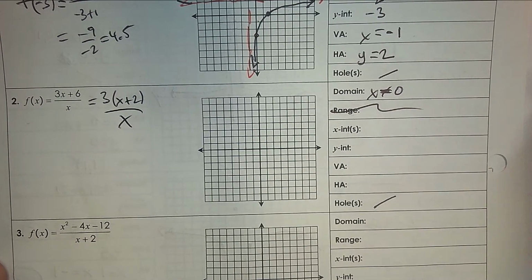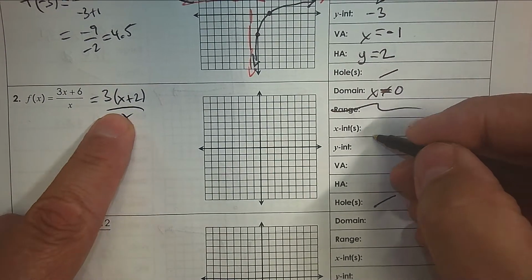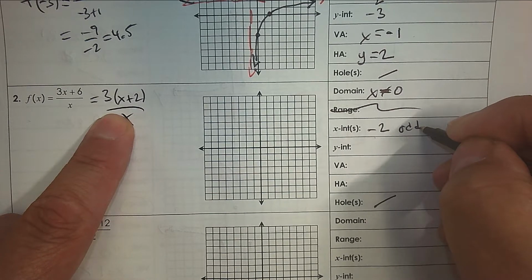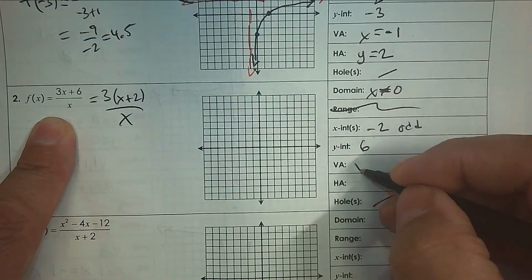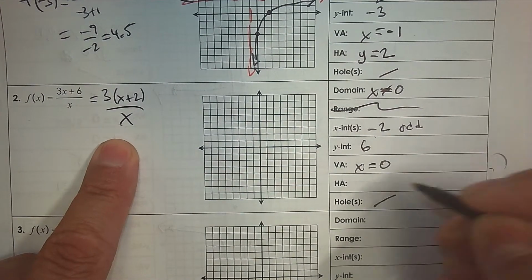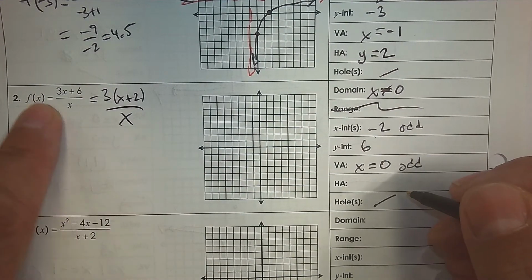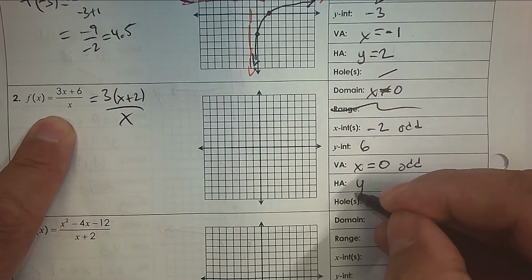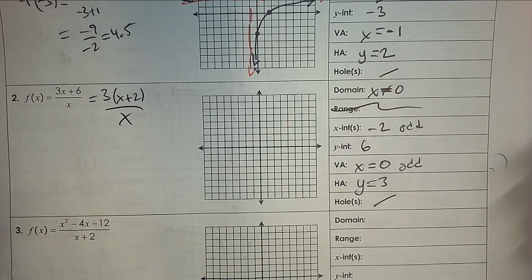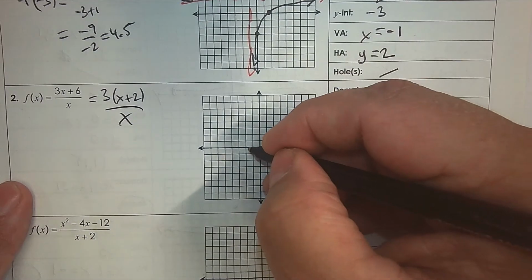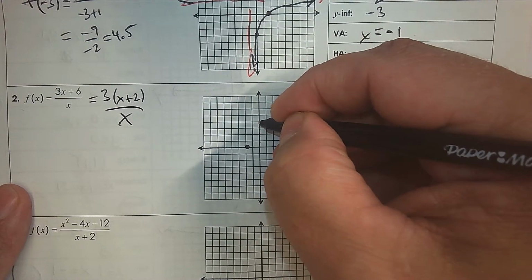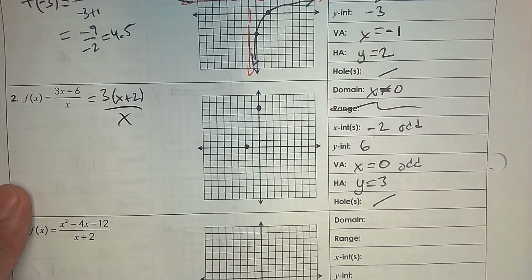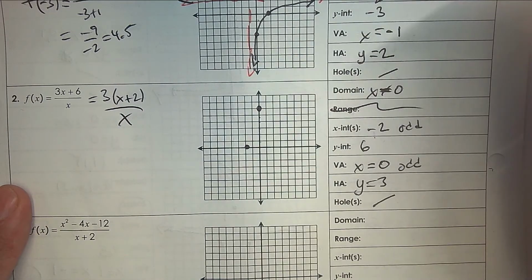The x-intercept is from the numerator. That's -2 and it's odd. The y-intercept, you put in 0 and you're left with 6. The vertical asymptote's from the bottom. It's 0 and it's odd. The horizontal, power over power. 3 divided by 1 gives you 3. So when I go in my graph, I'm going to find -2. I'm also going to find 6. I'm going to have my vertical asymptote.